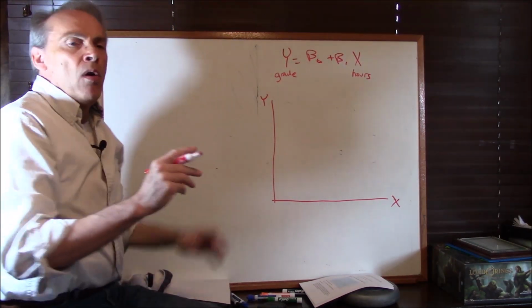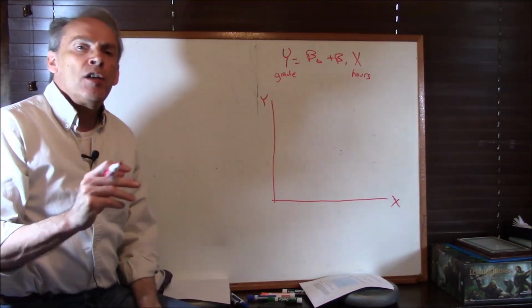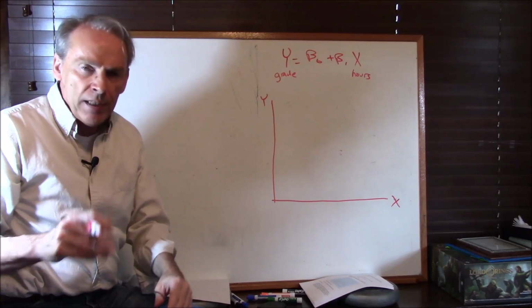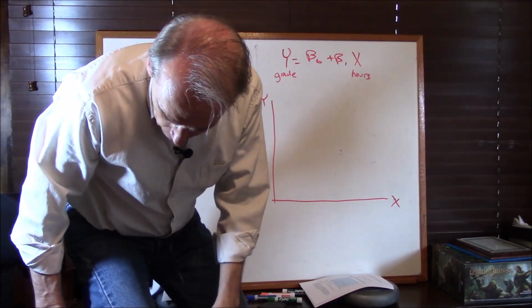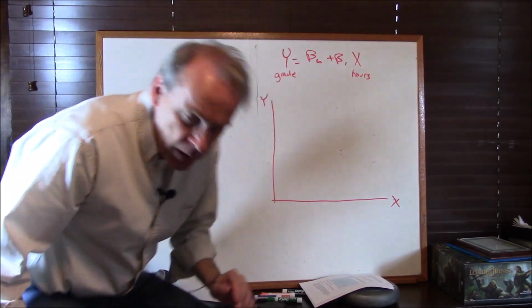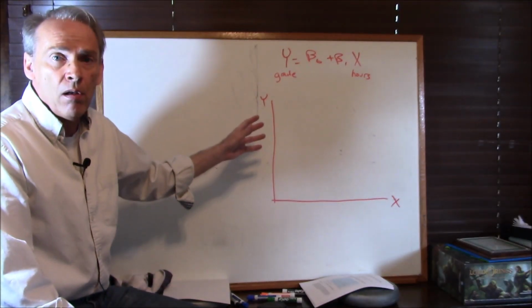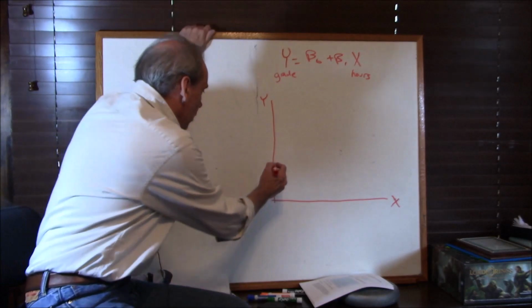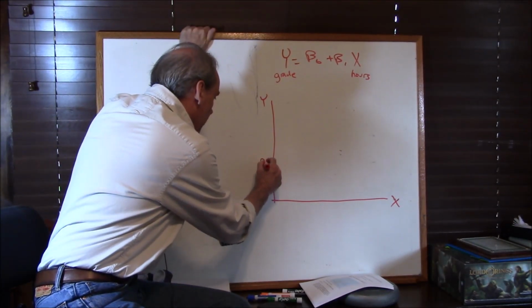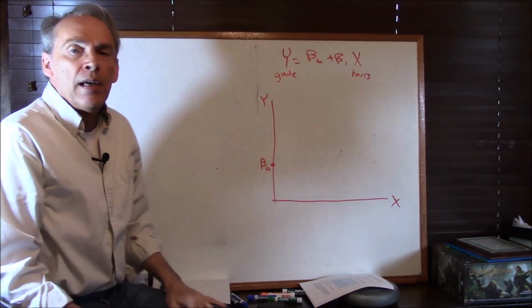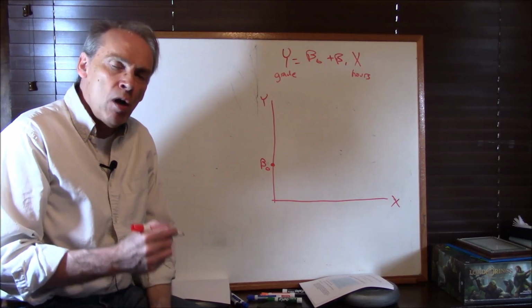All right, so what econometrics does for you is once you give it all the data, it's going to give you beta sub 0 and beta sub 1. What's beta sub 0? Well, it's going to be the intercept, all right? So, for example, right here. And beta sub 1 is going to be the slope of the line.